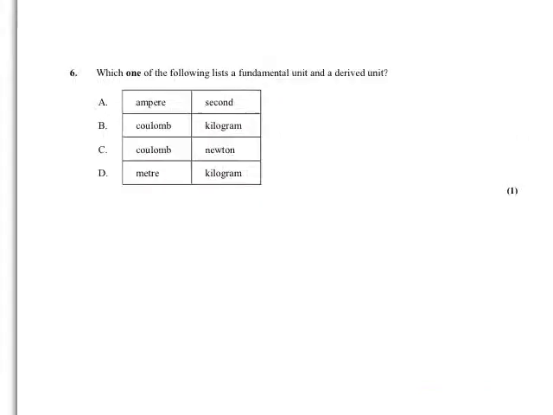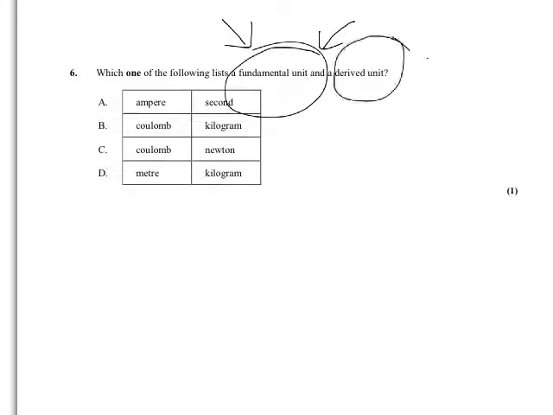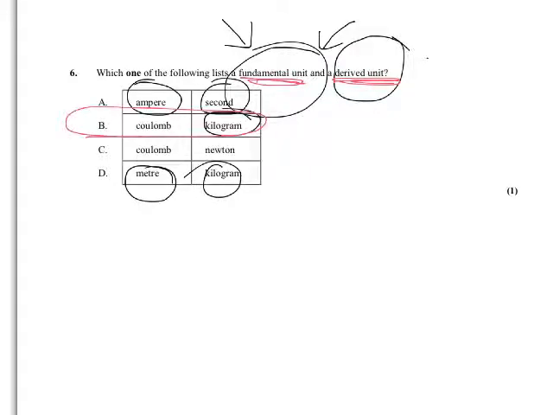Okay, in this question, all you have to do is learn off by heart the fundamental units. Once you know those, it's quite easy because the derived units are all the others. So what are our fundamental units? The ampere, the second, the kilogram, the meter, and the kilogram there again. Okay, so which one of these gives you a fundamental unit and a derived unit? It's B. So the answer is B.